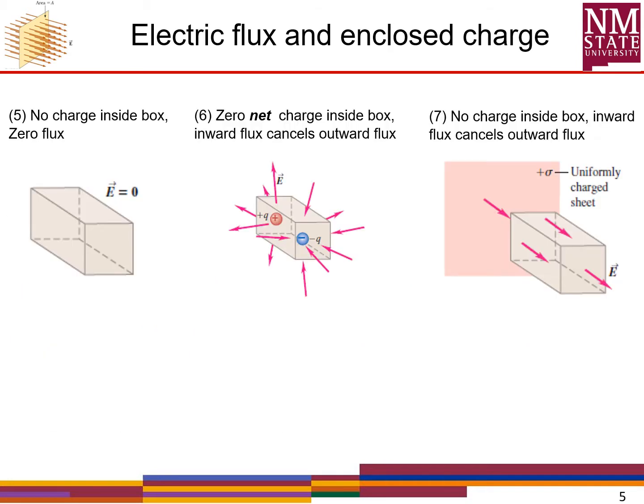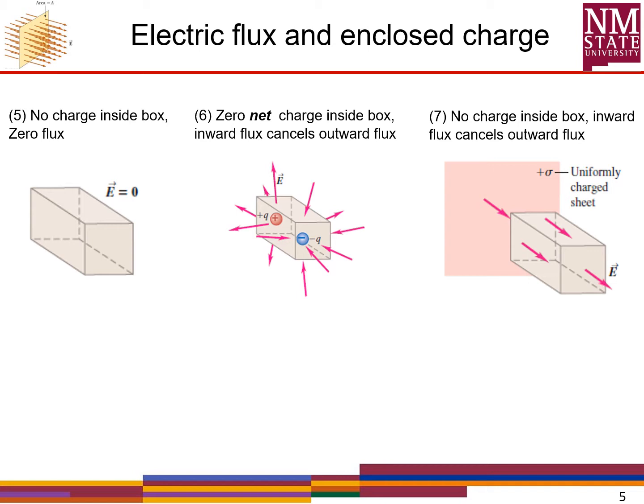Then let's talk about the fifth example. Here you have just a box and no charge inside this box. No charge means no electric field. No electric field means flux is equal to 0. And in this next example, this is very important. Now we have a box, and inside this box we have a positive Q and a negative Q.